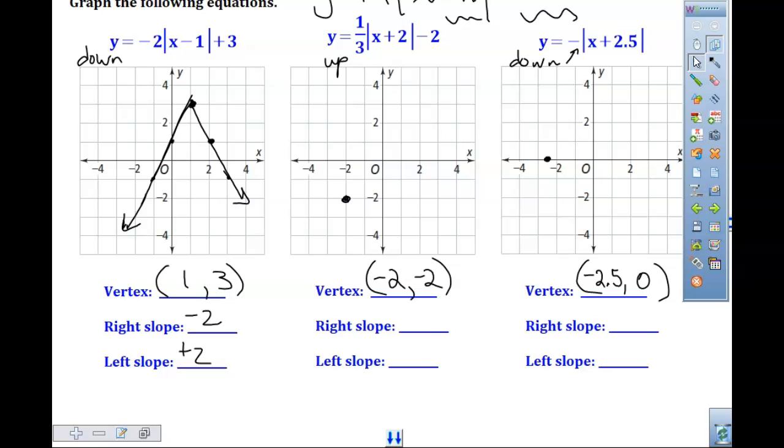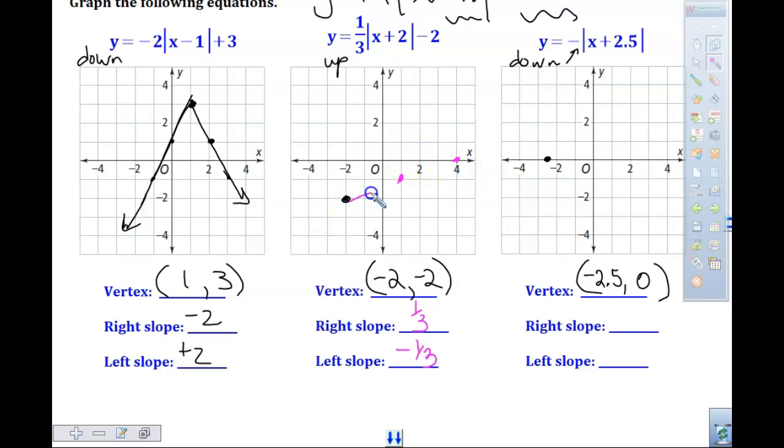This next one has a 1/3 slope, so when we start looking at that slope of 1/3, remember, this one is going up, so up 1 and over 3. So here, positive 1/3 and negative 1/3. Up 1 and over 3.